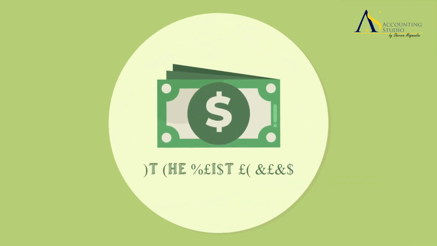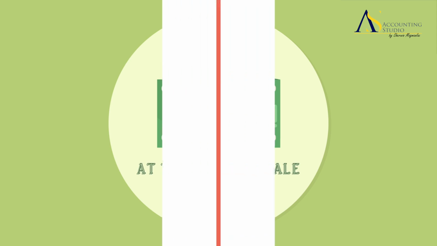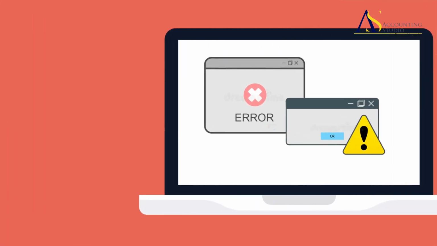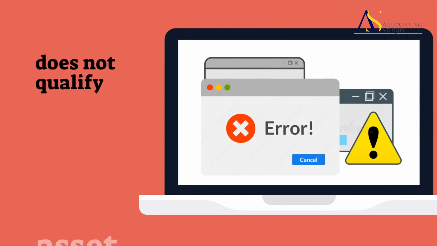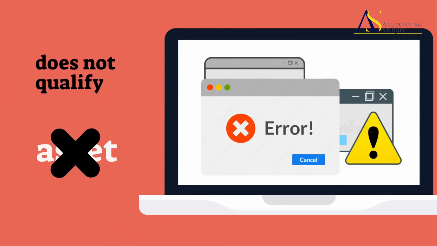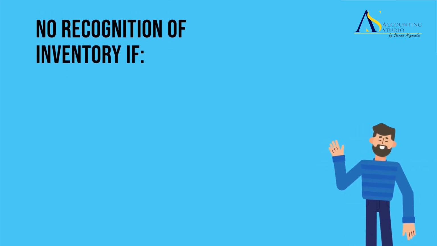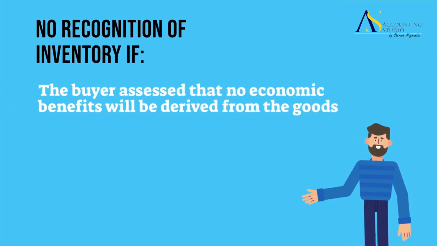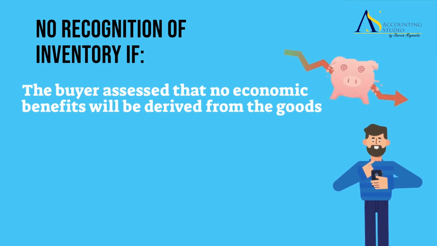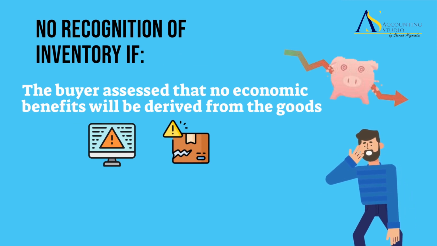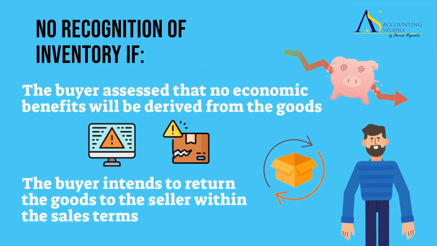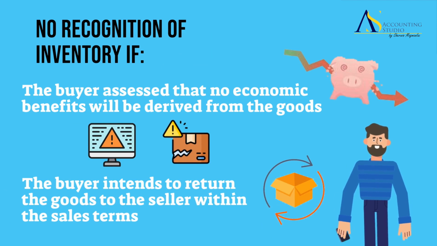Goods that are purchased are usually recognized by the buyer at the point of sale. But in the case of Arthur, since the computer is defective, the purchase does not qualify for recognition as an asset. A buyer does not recognize any inventory if the buyer assesses that no economic benefits will be derived from the goods, such as when the goods are defective or unsaleable, or the buyer intends to return the goods to the seller within the limit allowed under the sale agreement.